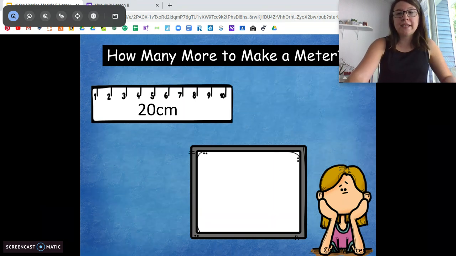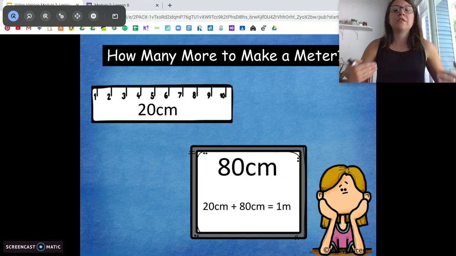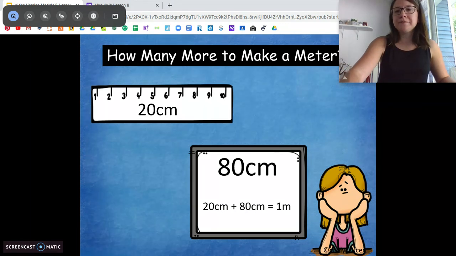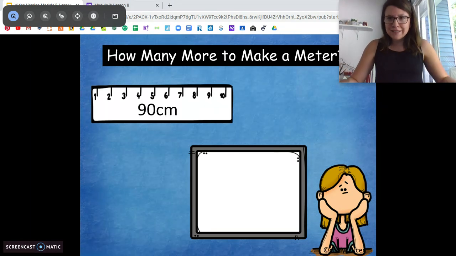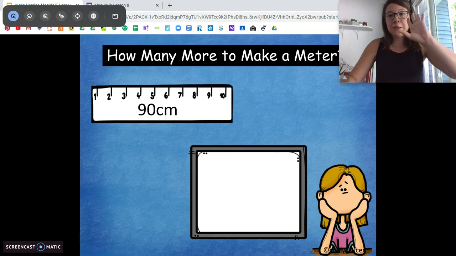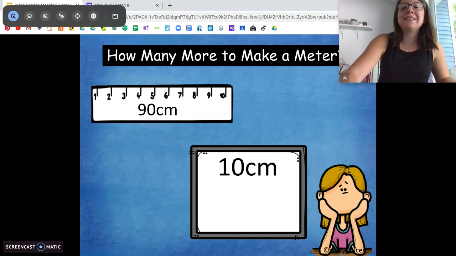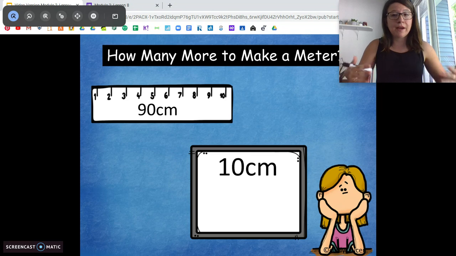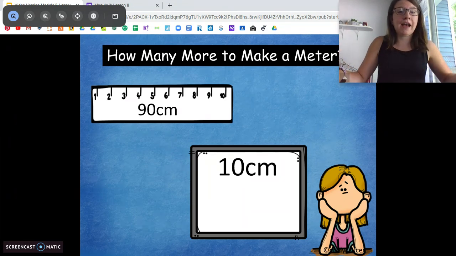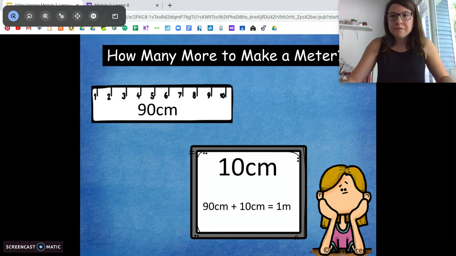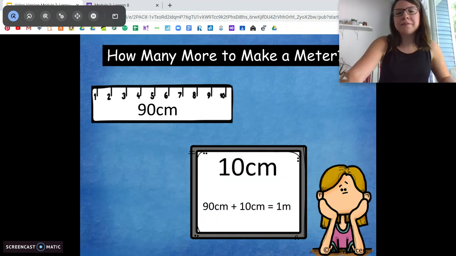Ready? Okay, so if we have 20 centimeters, we need 80 more centimeters to get to 1 meter or 100 centimeters. 20 centimeters plus 80 centimeters equals 1 meter. Next one. 90 centimeters. Go ahead and write that addition sentence. Pause. Come back when you're ready. Ready? Okay. We need 10 more centimeters. Again, knowing my facts to get to 10, 9 plus 1 equals 10, or 90 plus 10 equals 100, or 1 meter for using lengths.